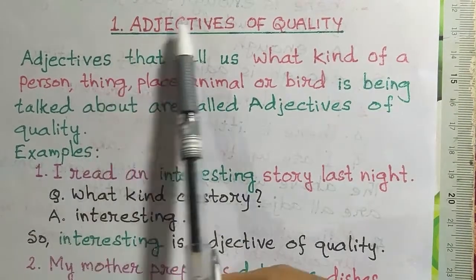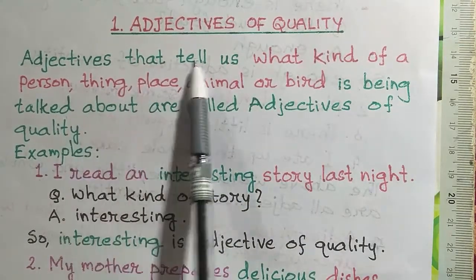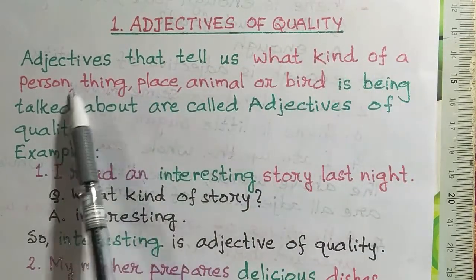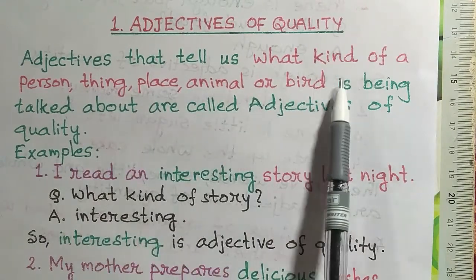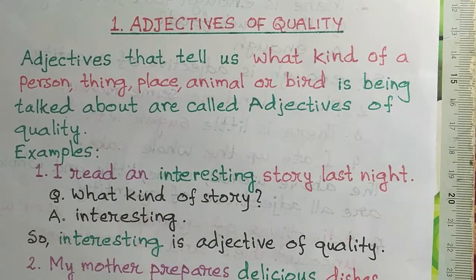So the first one is adjectives of quality. So what are adjectives of quality? Adjectives that tell us what kind of a person, thing, place, animal or bird is being talked about are called adjectives of quality. So adjectives of quality tell us how a thing, place, animal or bird is.